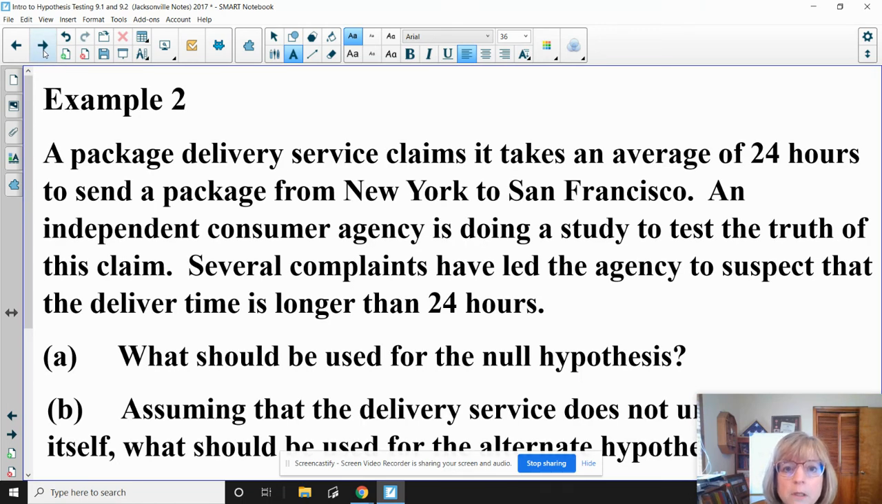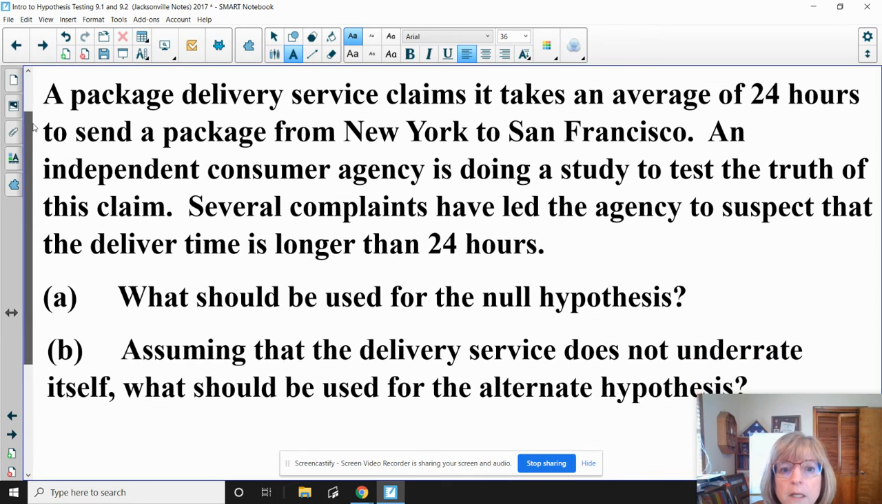Here's example 2. Got a package delivery service, think FedEx or UPS. It claims it takes an average of 24 hours to send a package from New York to San Francisco. An independent consumer agency is doing a study to test the truth of this claim. Several complaints have led the agency to suspect that delivery time is longer than 24 hours. So the null hypothesis, that's the one that's related to what they say. In this case, they is going to be our package service, our UPS or FedEx. Well, they say the average is 24 hours.